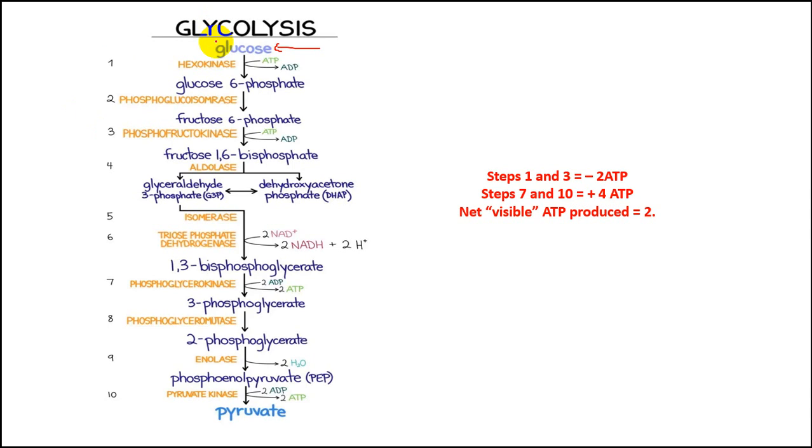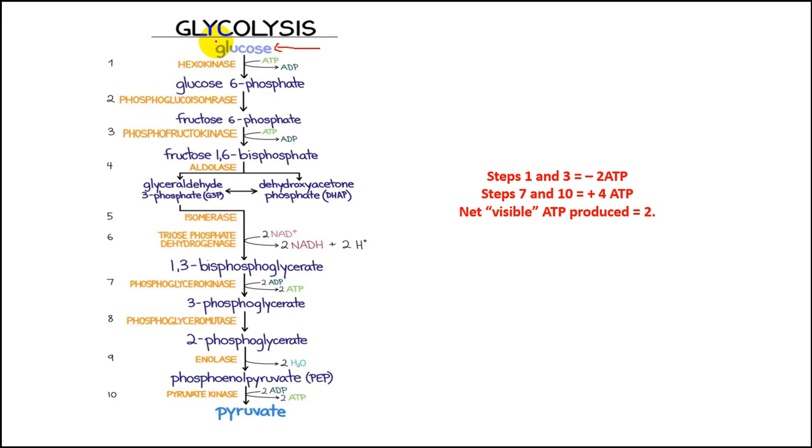So the first one is glucose. Here ATP is utilized. Glucose 6 phosphate, fructose 6 phosphate, fructose 1,6 bisphosphate, glyceraldehyde 3 phosphate. Then 1,3 bisphosphoglycerate, 3 phosphoglycerate, 2 phosphoglycerate, phosphoenol pyruvate and pyruvate.